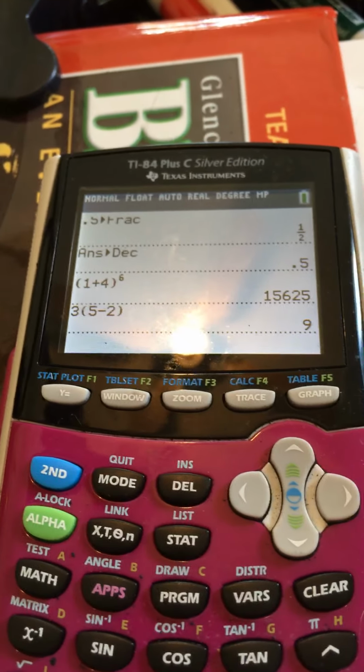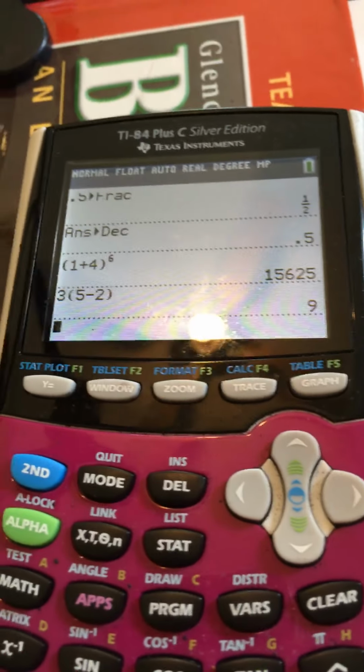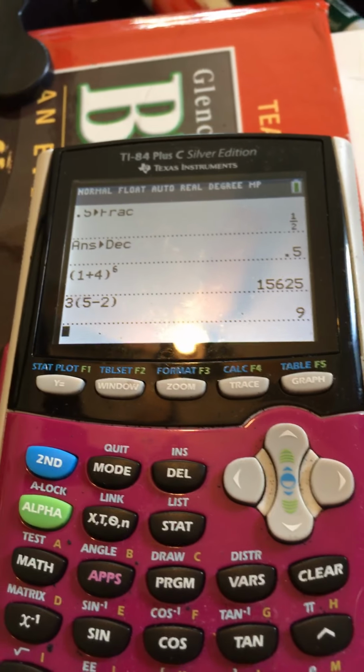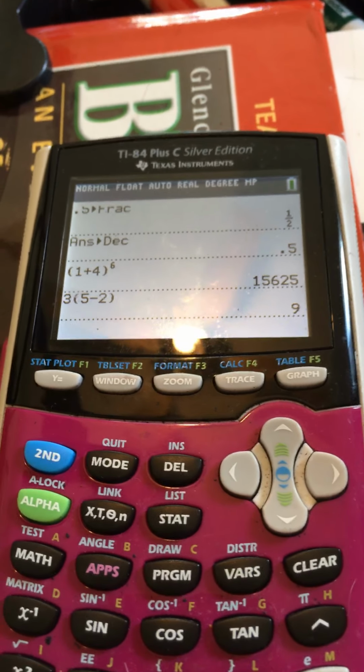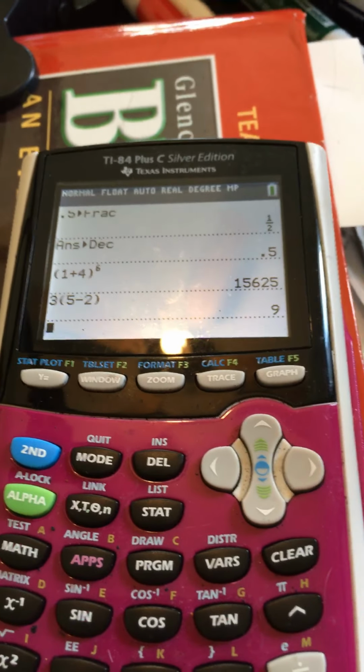Yay! So you're going to grow to love your calculator. So make sure you've got one and you will be getting one of these calculator labs pretty much every week.